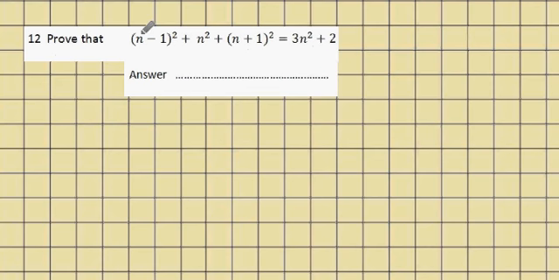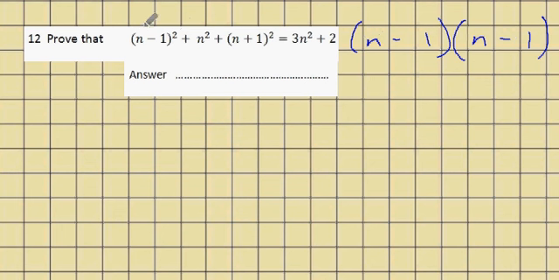We start by doing n minus 1 all squared. We could write this out the long way and use FOIL. The long way would be n minus 1 squared, or to the power of 2, means times itself twice. So we would write that as n minus 1 times n minus 1 in brackets. You wouldn't need the times sign in the middle. Instead, I'm going to do it the quick way.